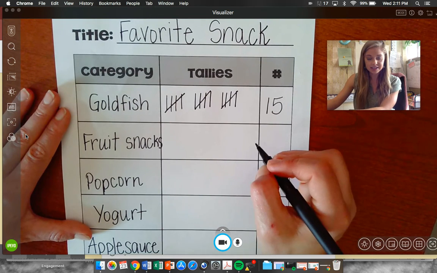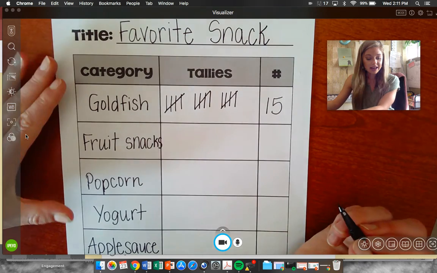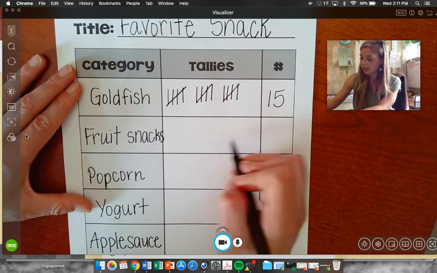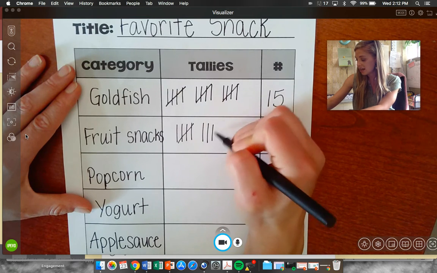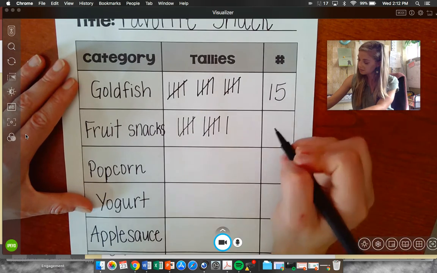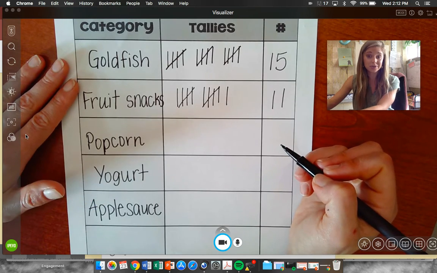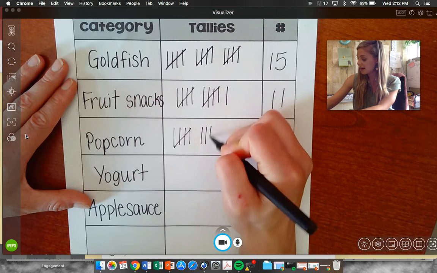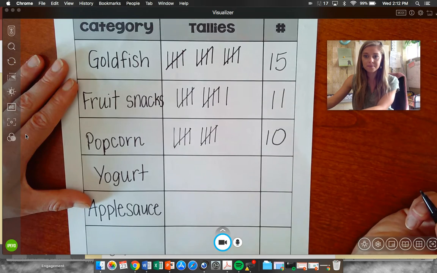For fruit snacks, you would have to look at your data and see how many people voted for fruit snacks. And it looks like 11 people voted for fruit snacks. So I would mark 11 tallies down. 3, 4, 5, 6, 7, 8, 9, 10, 11. For popcorn, 10 students voted for popcorn. 1, 2, 3, 4, 5, 6, 7, 8, 9, 10. 10 students voted for popcorn.